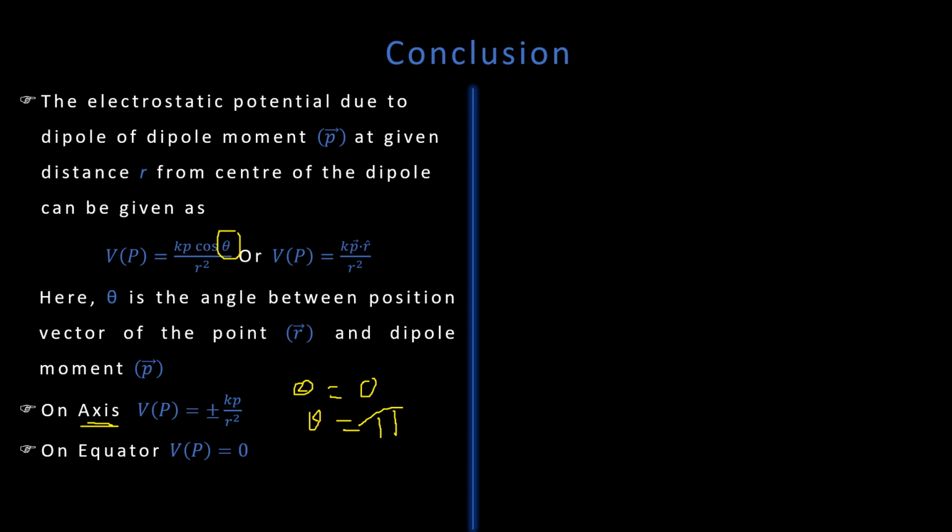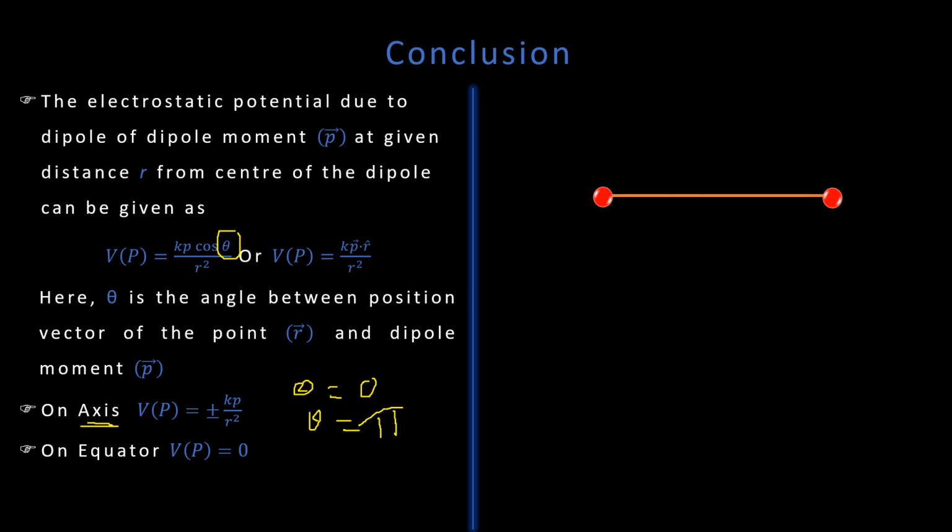This was not the case for electric field. There also we had variation, but here variation is with angle, not only with distance. With the orientation of the point, potential also changes. So let us try to understand how the orientation of the point affects the potential of a dipole.